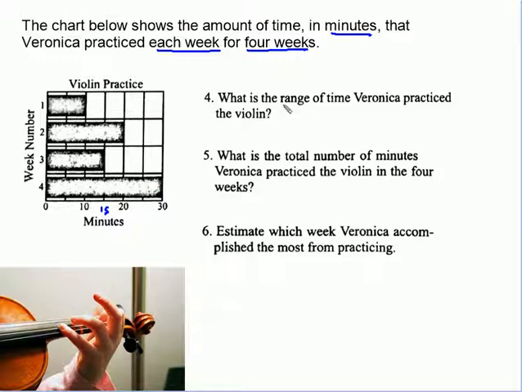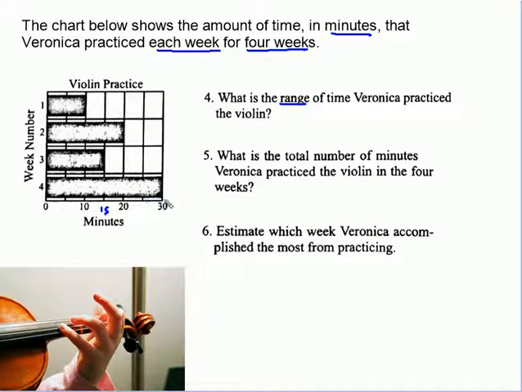So what is the range, it asks us in number 4, what is the range of time that Veronica practiced the violin? Again, this is data analysis. We're asking questions and we are making decisions. So what is the range of time? Well, we might be tempted to say we had our greatest number is 4 and our least number is 1, so our range would be 3. But that's not right. This is the range of the week numbers.